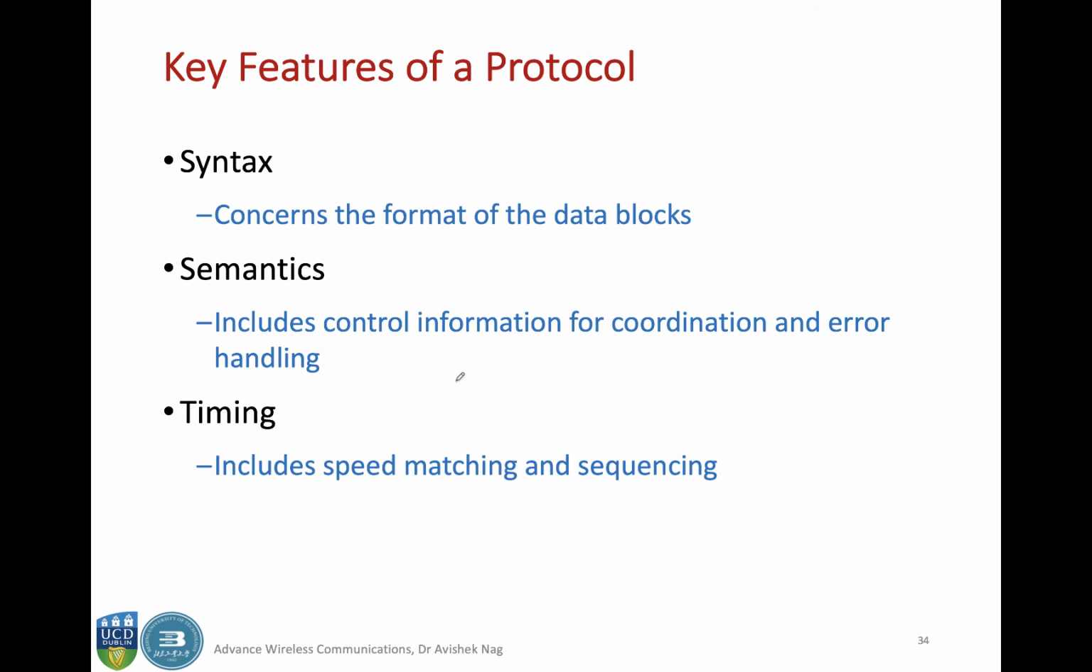So moving on with the protocol. There are certain key features of a protocol. The first one is syntax. This is concerned with the format of the data blocks. Then comes semantics. This includes control information for coordination and error handling. And then comes the timing, which includes the speed matching and sequencing.